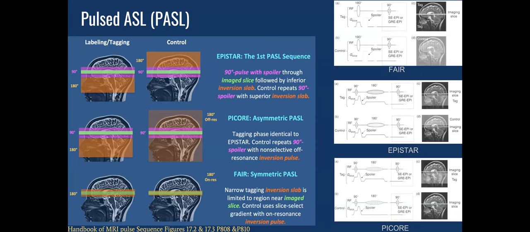The last kind is FAIR, or flow-sensitive alternating inversion recovery. It employs a frequency-selective inversion pulse without an accompanying slice selection gradient to produce the tagged and control images. Similar to EPISTAR, the inversion pulse is typically adiabatic with a bandwidth of about 1 to 5 kilohertz. However, unlike EPISTAR, the inversion pulses of the control and tagged images have the same carrier frequency.